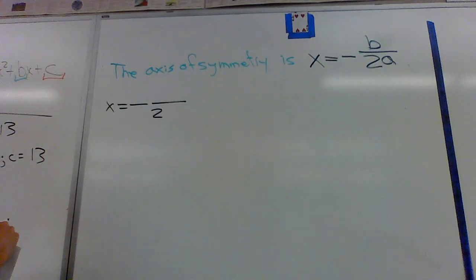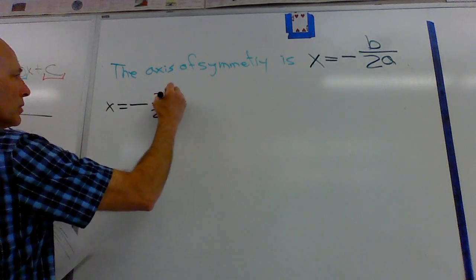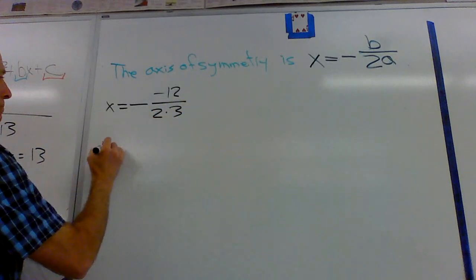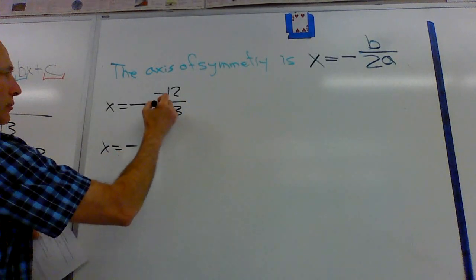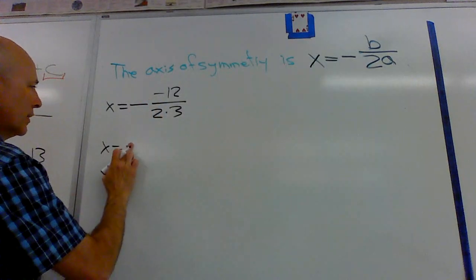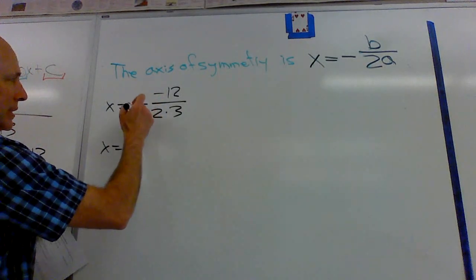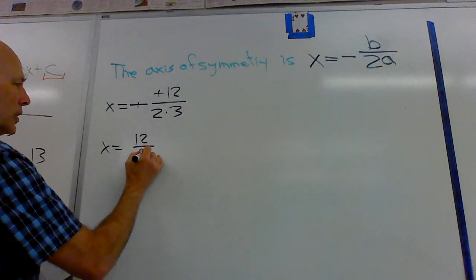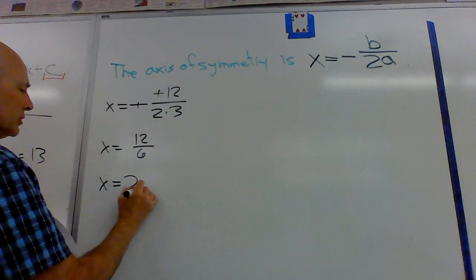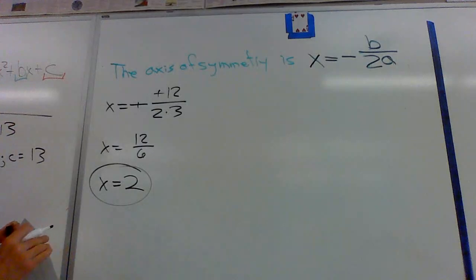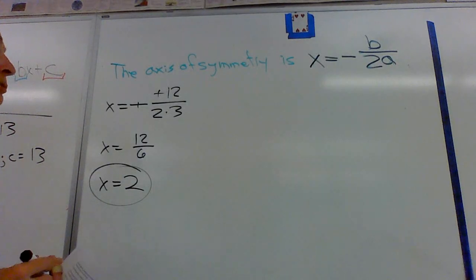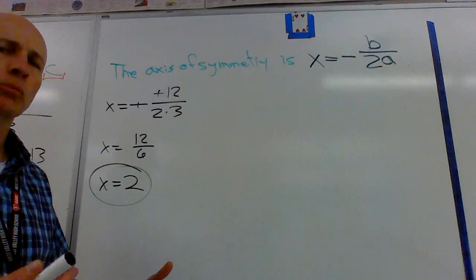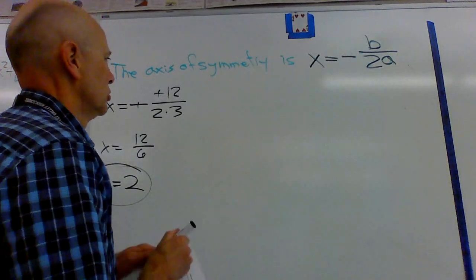My b value in the previous one was a negative 12, and the a value was a 3. So that's the opposite of negative 12. If I'm simplifying that, the opposite of negative is going to give me a 12 divided by 2 times 3, which is 6. 12 divided by 6 is 2. This is the equation for the axis of symmetry. In Algebra 2, we'll show you why that's the equation for the axis of symmetry. In Algebra 1, we're just going to give it to you so that you can use it.